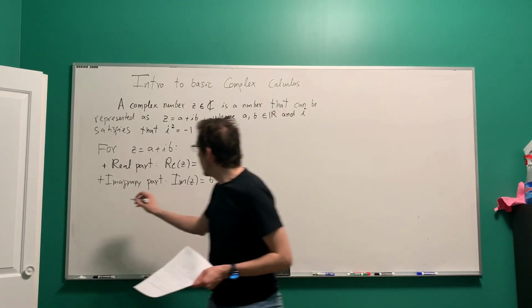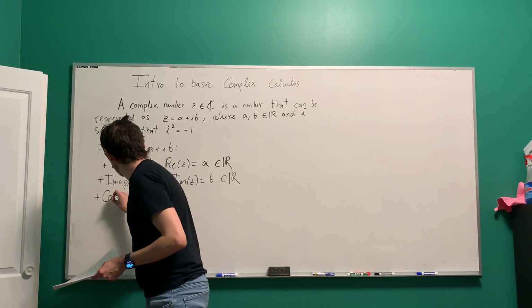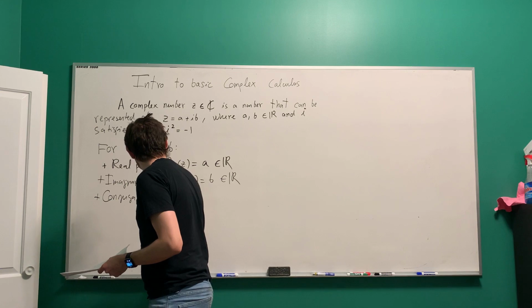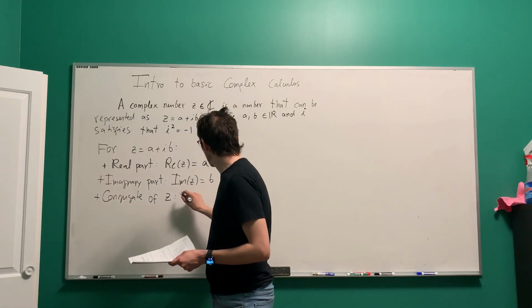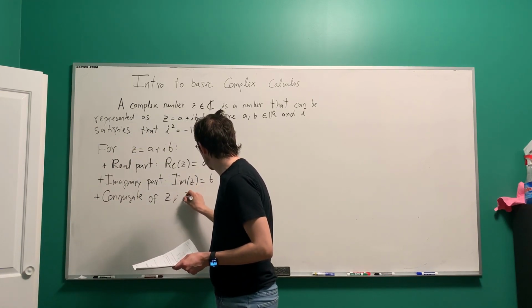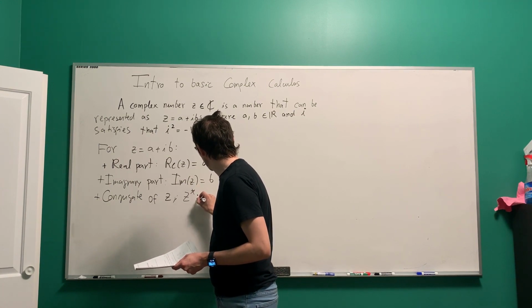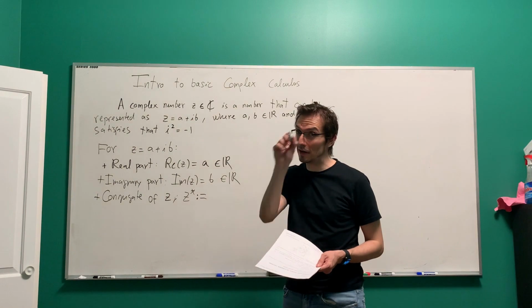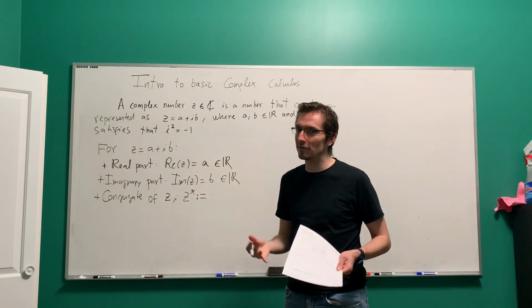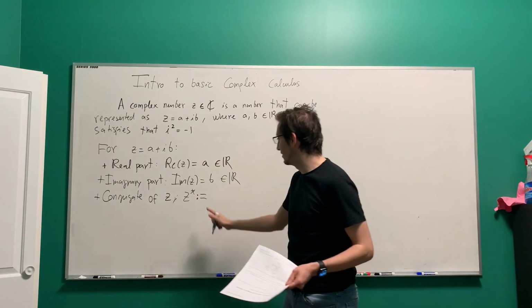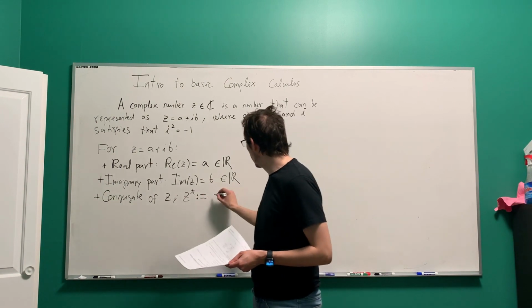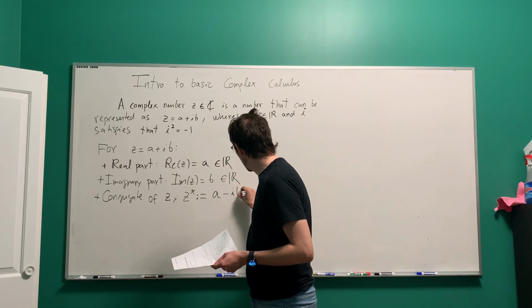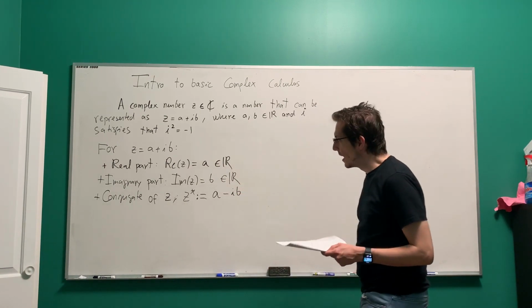Now we define the conjugate of z, which we call z star, and we define it as, this symbol means definition. Don't confuse the symbol for definition with equivalent, which is 3 bars. 3 bars is not a definition, it means equivalent. This is a definition. So we define the conjugate as the same real part, change the sign of the imaginary part.